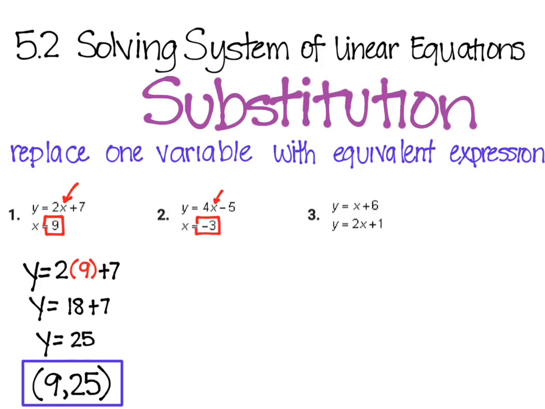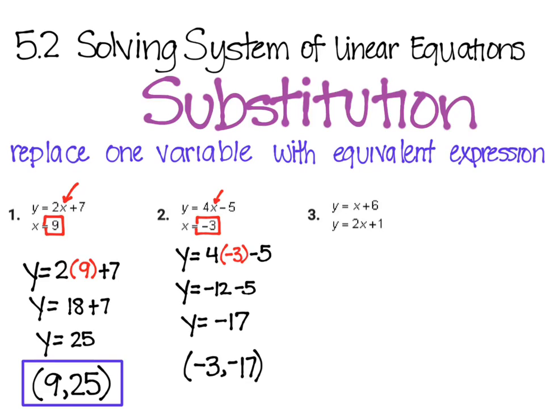For this next problem, we're going to replace x with -3. So once again, I'm going to use parentheses. So there I have my parentheses in there. I'm going to do 4 times -3, which is -12. That's going to give me -17 for y. And so my solution is when x is -3, y is -17. Again, we write it as an ordered pair.